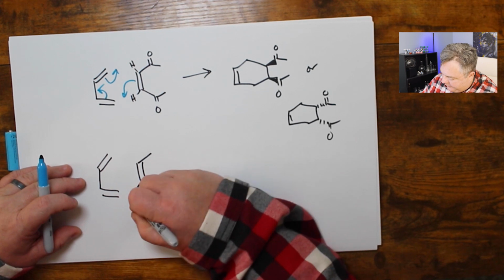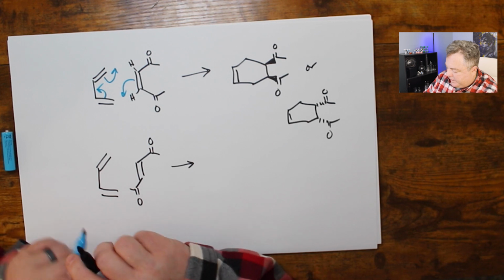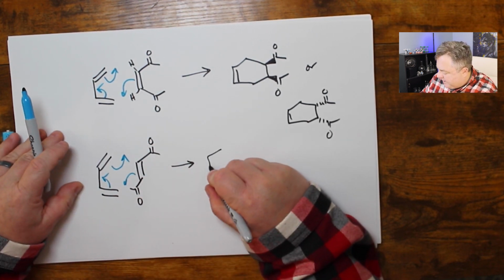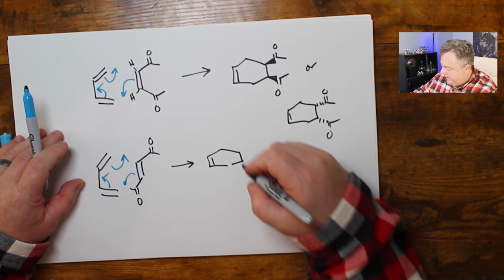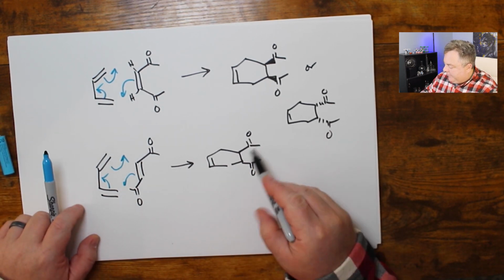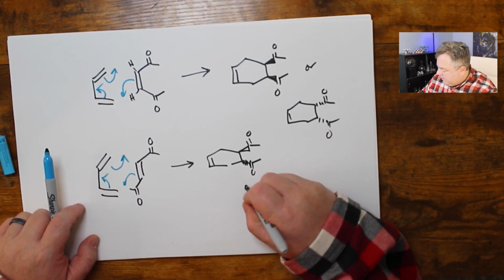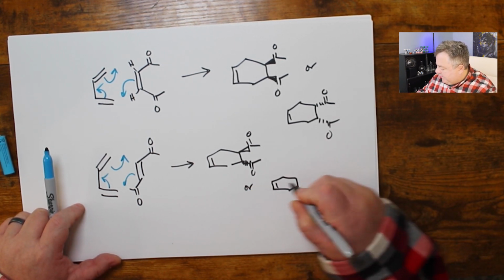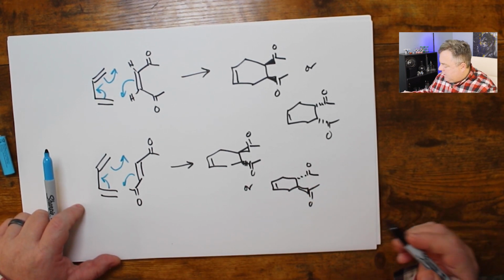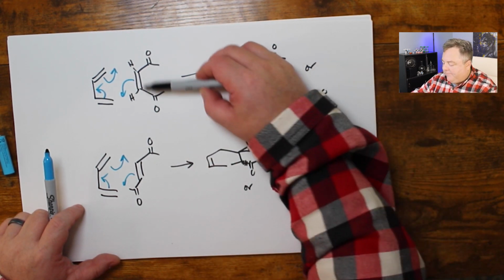Conversely, if I started with a trans compound, when it zips up, zip, zip, zip, we'll make my six-membered ring. In this case, these need to be on opposite sides of the ring from each other. So one's a wedge, one's a dash. Or it could be the opposite way. But they have to be on opposite sides if they start on opposite sides. And they end up on the same side if they start on the same side.